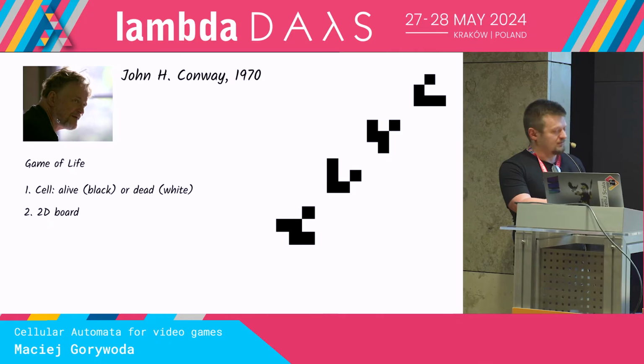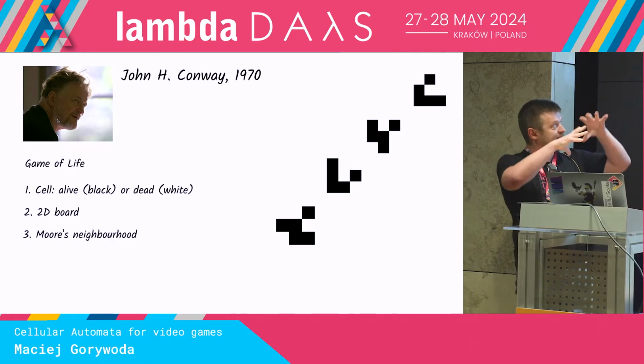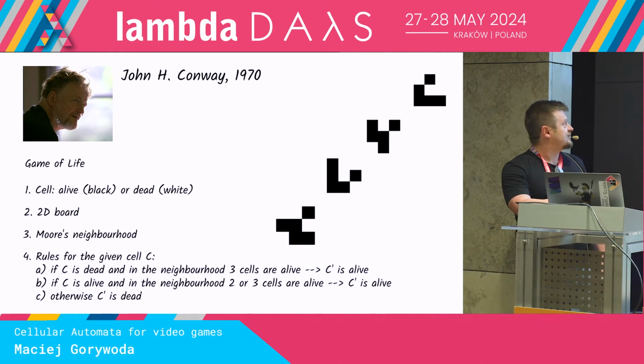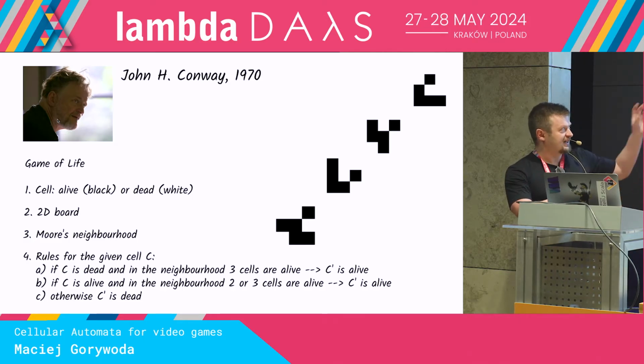And we have a two-dimensional board. We have the Moore's neighborhood, so all 8 cells around the cell. If the cell is dead, it's a white cell, and in the neighborhood we have 3 cells that are alive, black. Then in the next iteration, the cell will become alive.